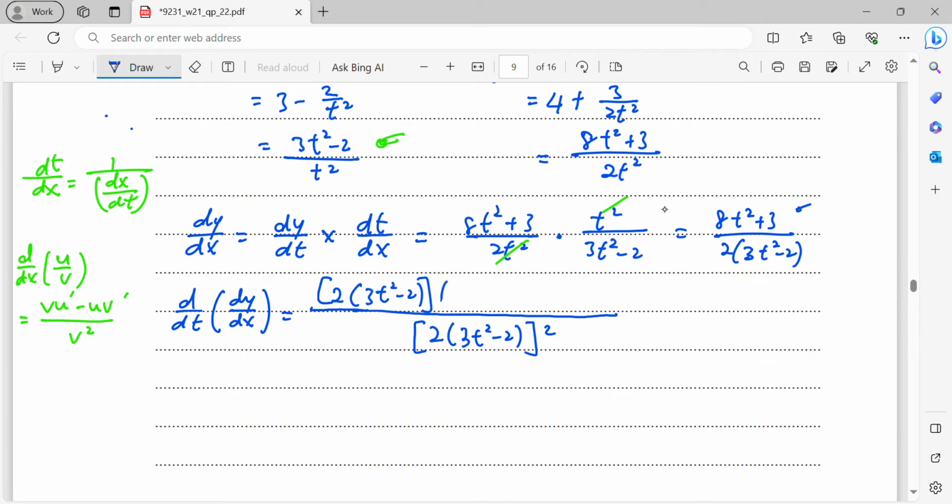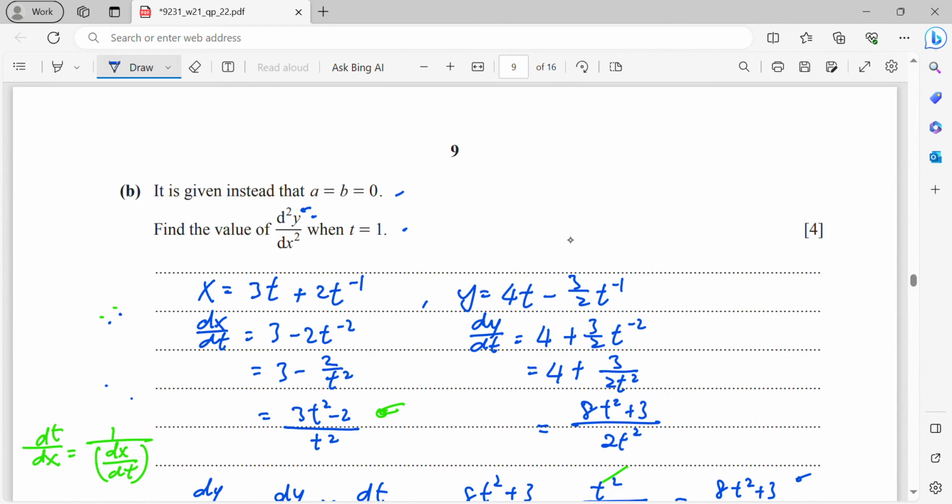Okay, after that I differentiate the numerator. So when I differentiate, I will get 16t. Now keep the numerator, differentiate the denominator. So the denominator, when you differentiate, this is basically 6t squared. So the squared you bring down, 6t squared becomes 12t. Okay, the last term is a constant, just ignore it. So this is your d over dt of dy over dx. No need to simplify because I need to get the value when t equals 1.